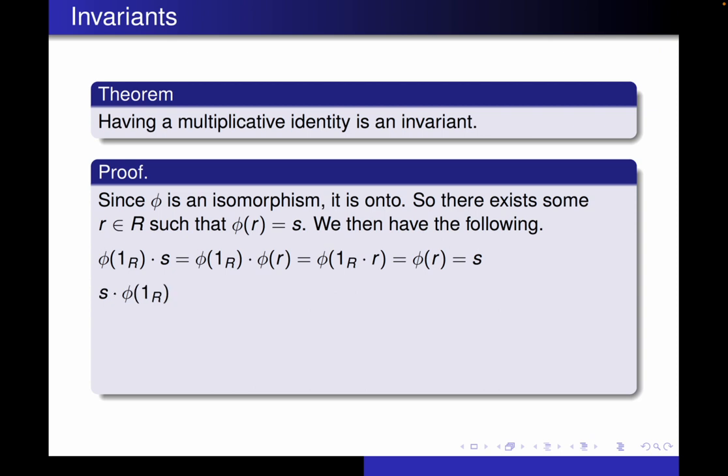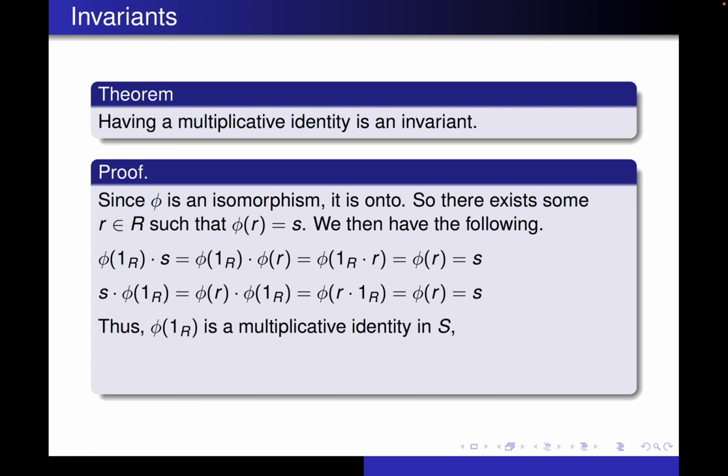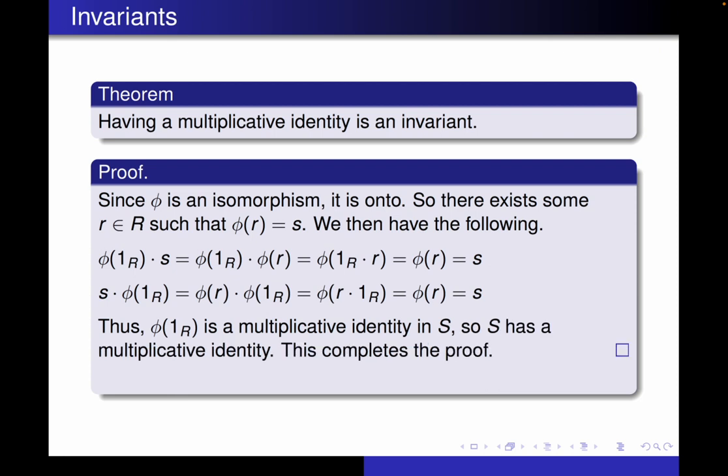Of course, we have to prove it the other way, but it's going to be the same thing. s is equal to phi of r, so we replace that. We use the properties of isomorphisms to show that phi of r times phi of 1 is equal to phi of r times 1. r times 1 equals r by the definition of multiplicative identity, and phi of r equals s by what we had before. So once again, we have s times phi of 1 equals s, and that means that phi of 1 is a multiplicative identity in S, which means that S has a multiplicative identity, and that means that having a multiplicative identity is an invariant.